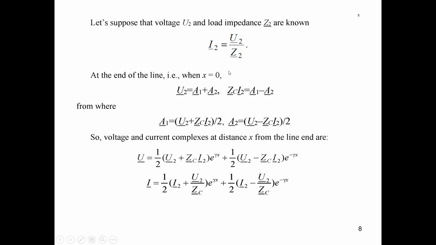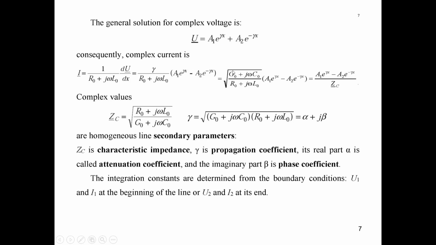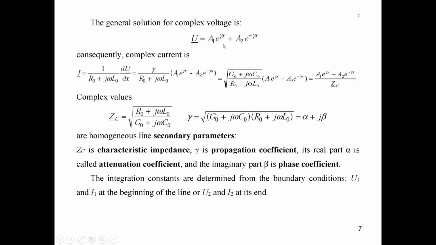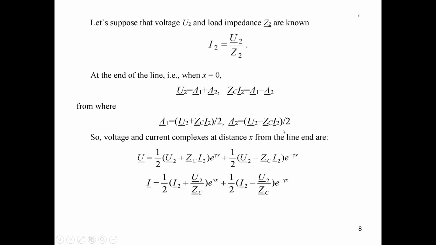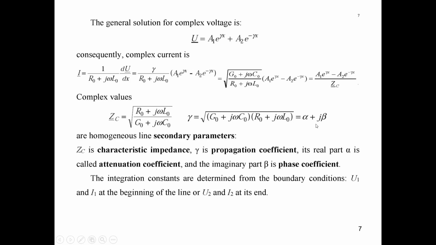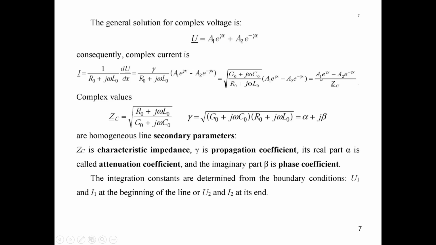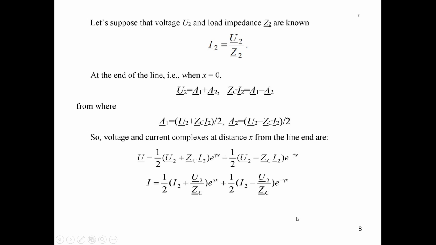So we write down that U equals, instead of A1, 1/2 of U2 plus ZC I2, multiplied by e to the power gamma x, plus 1/2 of U2 minus ZC I2 multiplied by e to the power minus gamma x. The same refers to the current I. It will be the same, but with a minus instead of this plus, and here will be I1 over ZC.